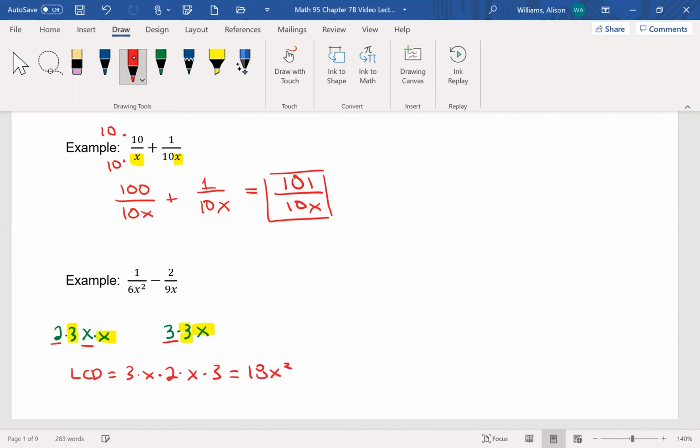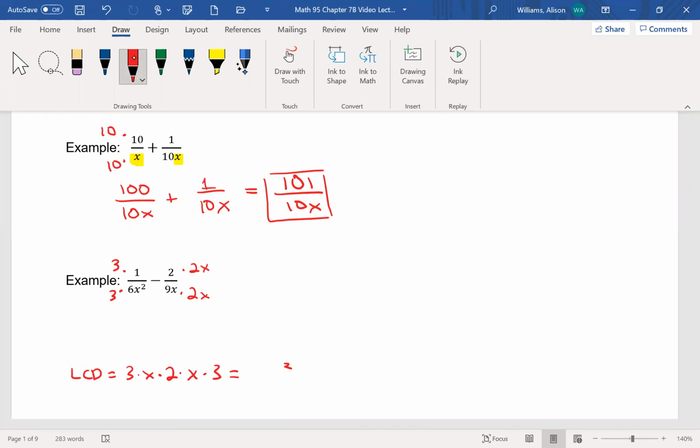Now, you may not need to go through this process to get to the LCD. Again, I'm just refreshing your memory. So 18x squared is our least common denominator. And so I need to multiply the first fraction by 3 to get the 18, because it's already got the x squared. The second fraction, I'm going to need to multiply by a 2 and an x. So 2 will give me the 18, and then an x will give me that x squared.